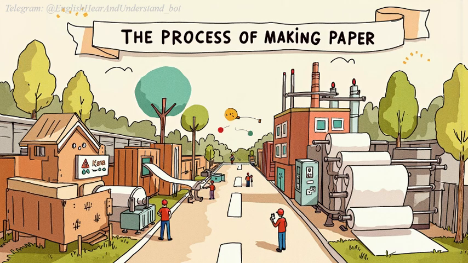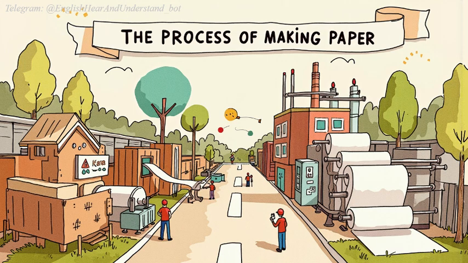Step 4. Washing the pulp. After cooking, the pulp needs to be washed. The pulp is washed with water to remove any remaining chemicals and lignin. This step is important because it helps to make the pulp clean and ready for the next steps. After washing, the pulp is usually a light brown color.